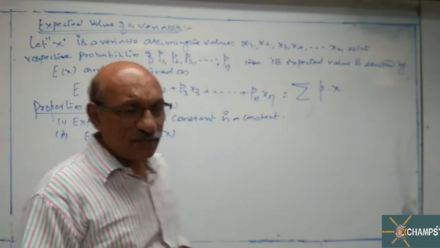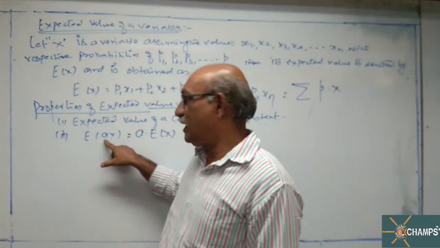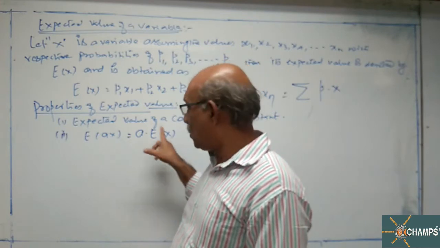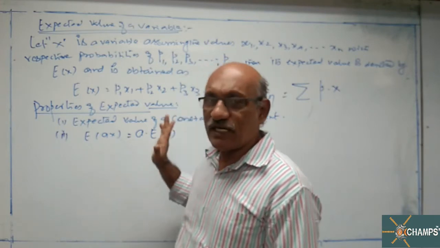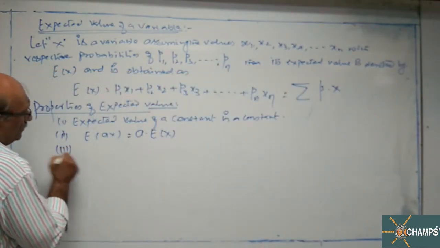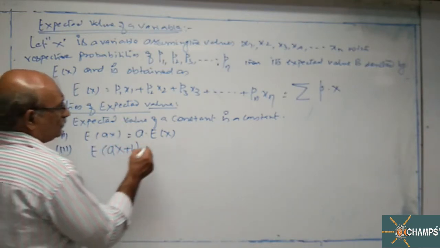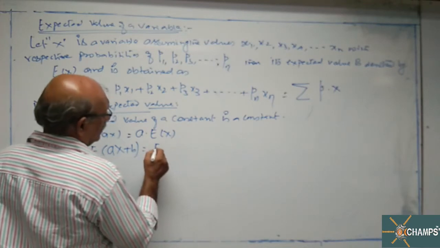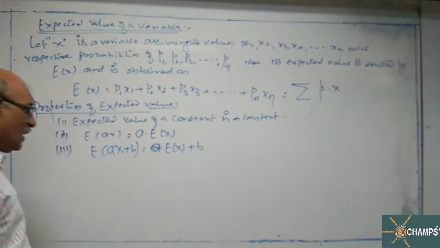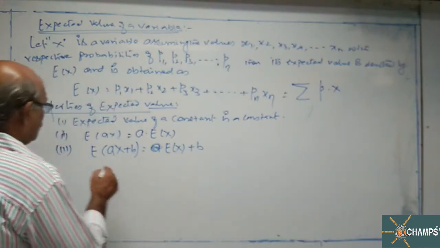Look at this point once again. When each observation of x is multiplied with a constant A, expected value of the variable x is also multiplied by the same constant. Third one, E of Ax plus B, combining these two. E of Ax plus B is equal to A into E of x plus B.